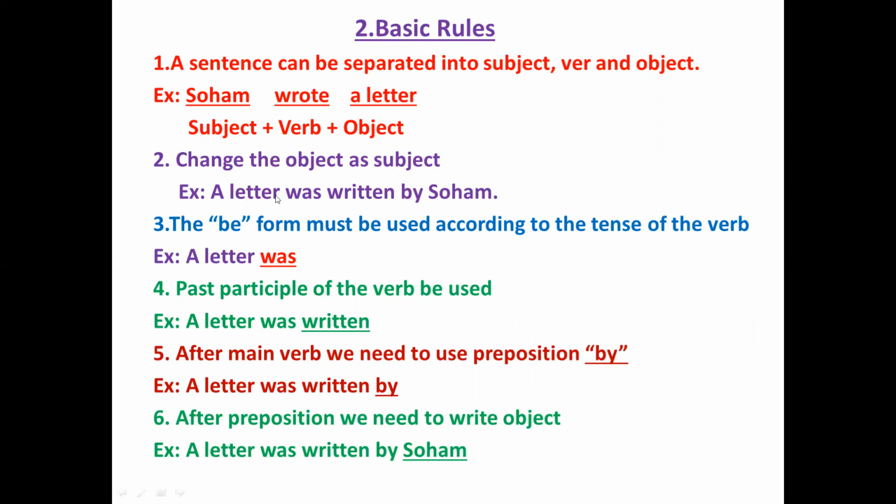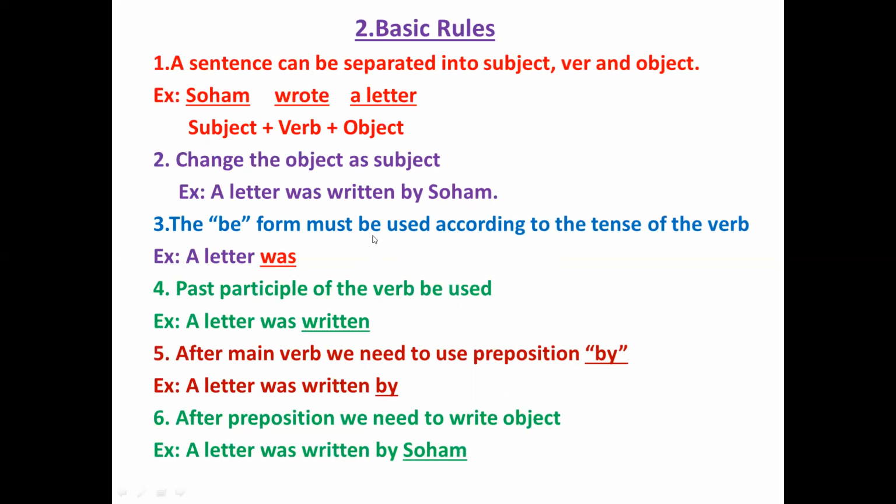Now you can see we change the object into the subject. So a letter becomes the subject, and we take the be form, was, and the main verb, written, and we use the preposition by. Then the subject becomes the object. A letter was written by Soham. This is a passive voice example.